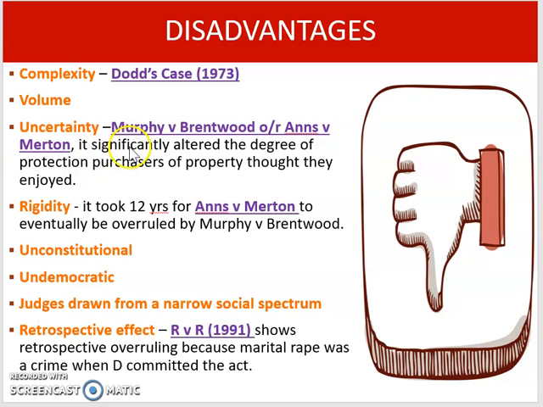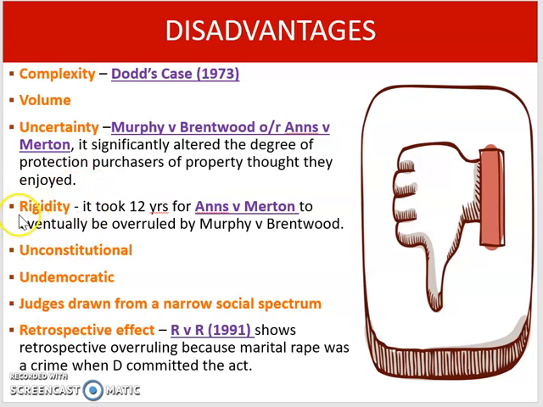So there was a famous case here, Murphy and Brentwood. This case overruled an earlier case called Anns and Merton. Now, Anns and Merton wasn't a very good piece of law, and it had been disapproved of for 12 years by judges. But when the judges did take the decision to overrule it, that was quite surprising because it had existed for 12 years, and people were surprised, and that led to uncertainty here about the law, specifically relating to property sales, because that's what these cases were about.